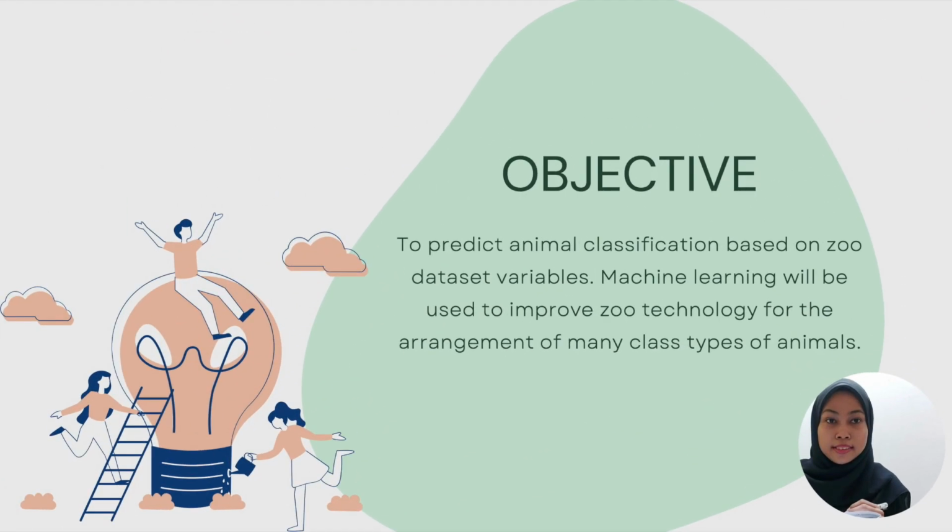Next, we will continue with the objectives of this mini project. The prime objective of this mini project is to be able to predict the classification of animals based upon the variables, which are the characteristics that I have stated before. This is the perfect dataset for beginners in learning machine learning. Other than that, the technology of the zoo will also be improved for the arrangement of many types of animals, especially with the large number of animal types located in the zoo.